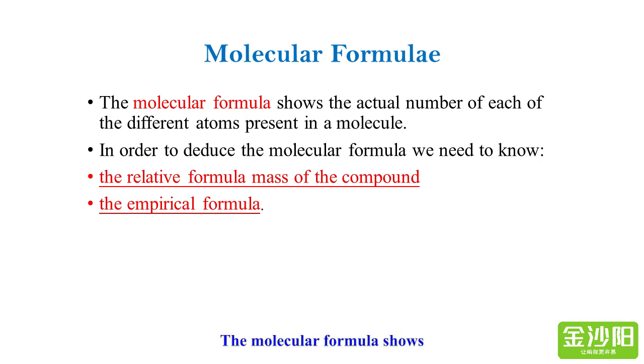The molecular formula shows the actual number of each of the different atoms present in a molecule. The molecular formula is more useful than the empirical formula. We use the molecular formula to write balanced equations and to calculate molar masses. The molecular formula is always a multiple of the empirical formula. For example, the molecular formula of ethane is 2 times the empirical formula. In order to deduce the molecular formula, we need to know the relative formula mass of the compound and the empirical formula.